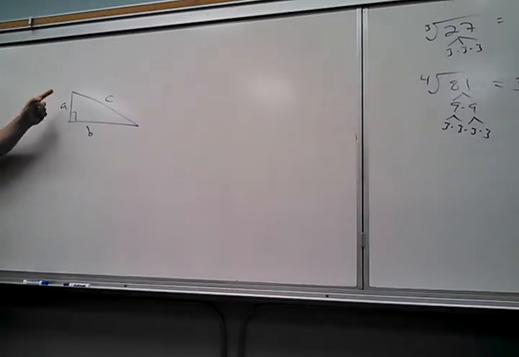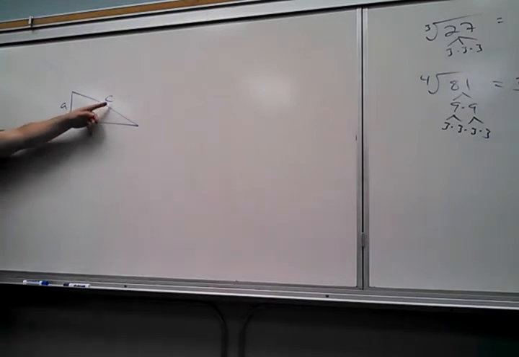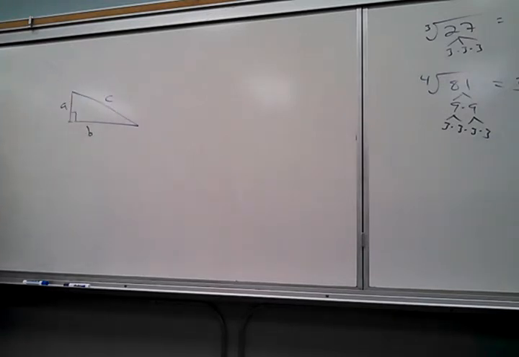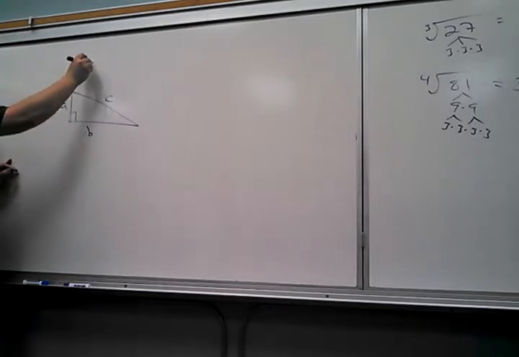Anybody know what I'm talking about? What kind of triangle is this? Right triangle, okay, because it's got a 90-degree angle. What do I know about the sides of that right triangle? C is the hypotenuse. But beyond their names, what do I know about how they relate? A plus B equals C? Not quite. A squared plus B squared equals C squared.